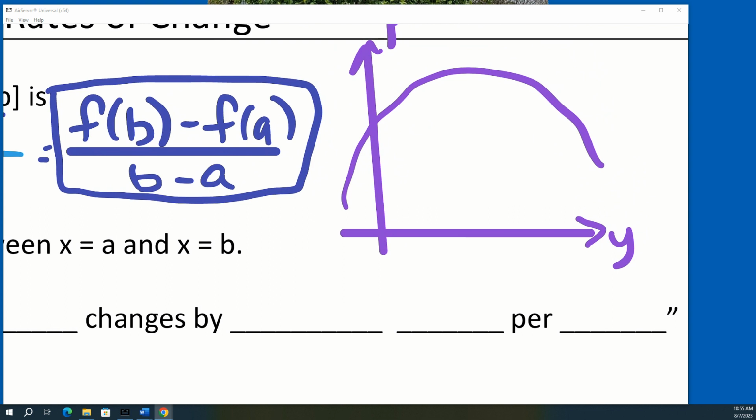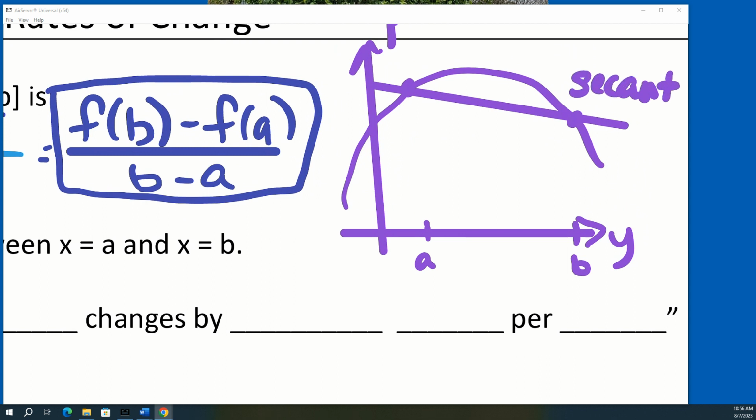All right. So on this x axis, we're going to say A is here, and let's say B is way over here. All right, I'm going to go up to where A would fall on my graph, and then same thing with B. What a secant line is, is the line between those two points. So that is a secant line. And anytime you're finding the average rate of change, you're finding the slope of that line.